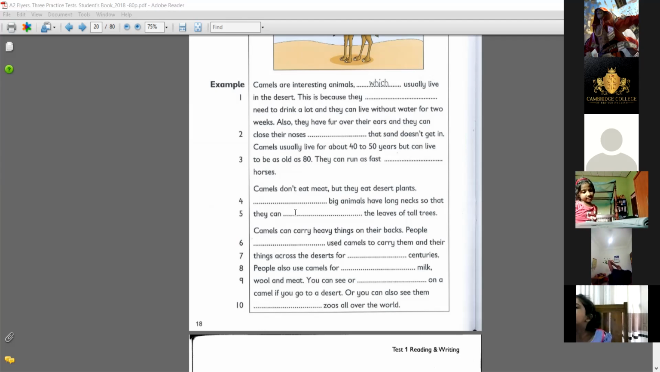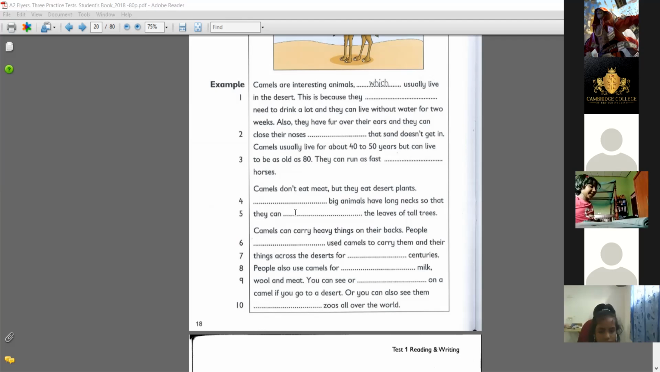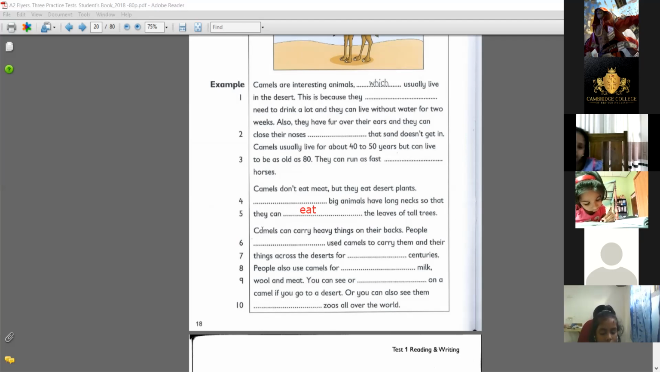What is the answer? Eat. Yes, we want to use the word eat. Can we say eating? No. No. Because they haven't given you helping words here.